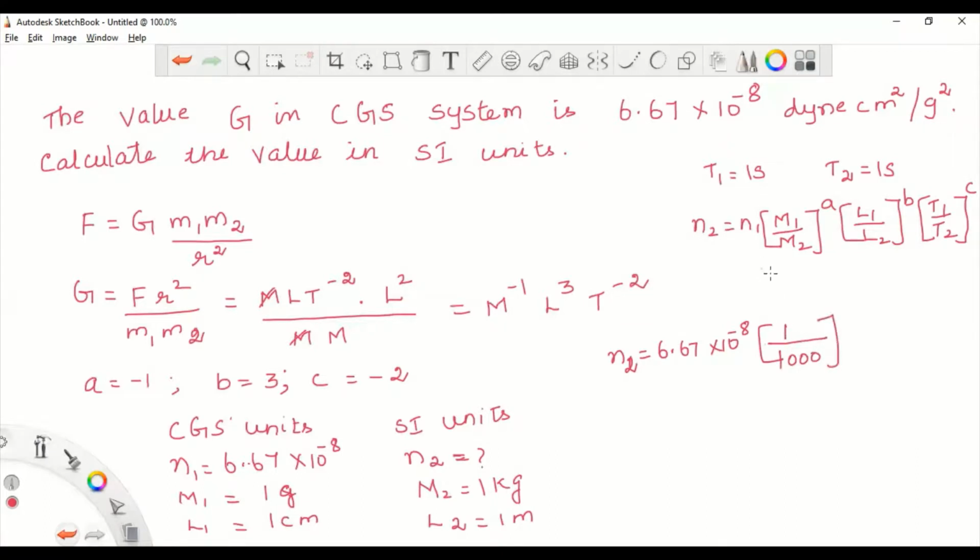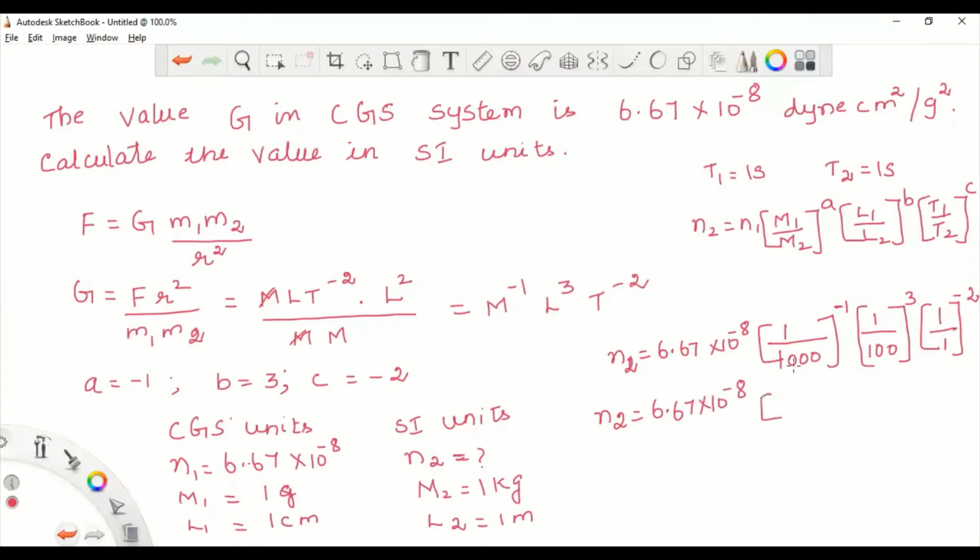Okay. So what is A actually? We know that A is power minus 1. So substitute it here. And similarly, what is L1? 1 centimeter. So write 1 here. L2 is 1 meter. So 100 centimeter. L2, the whole power. What is B? B is 3. Then divided by 1 second by 1 second. Okay. So what is C? C value is minus 2. Okay. So N2 is equal to 6.67 into 10 power minus 8.